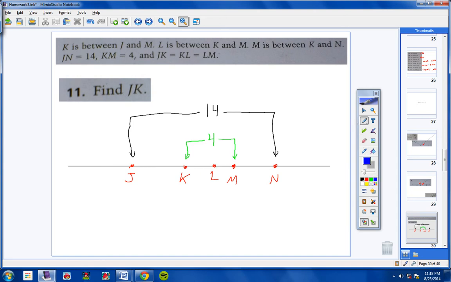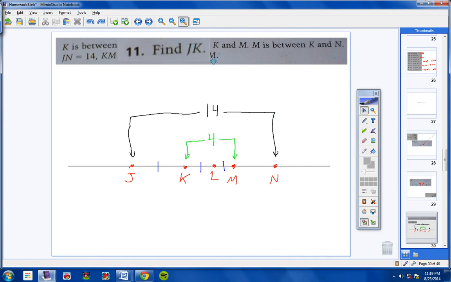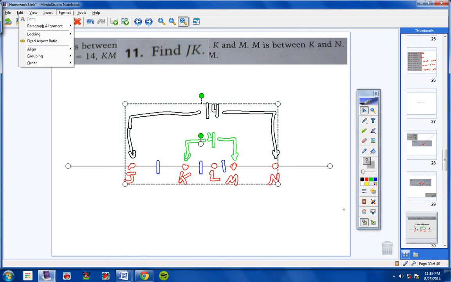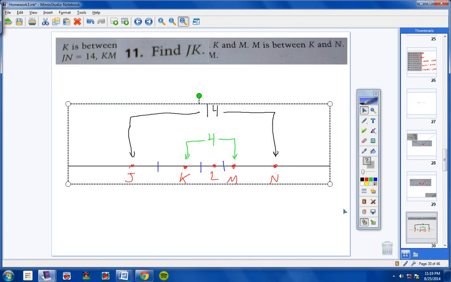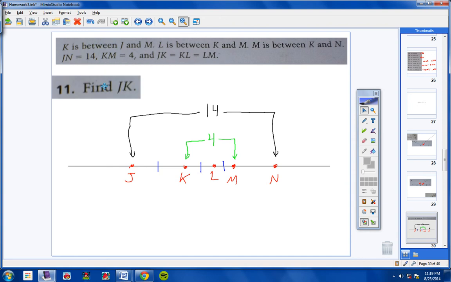It says that JK right here is congruent to KL is congruent to LM. So please don't forget that. So even though it doesn't look like it, the distance from J to K is the same as the distance from K to L is the same as the distance from L to M. We need to remember that, okay? Now let me go ahead and copy this and save this so we have this for the other pages. And here we go. Okay, they want us to find JK.